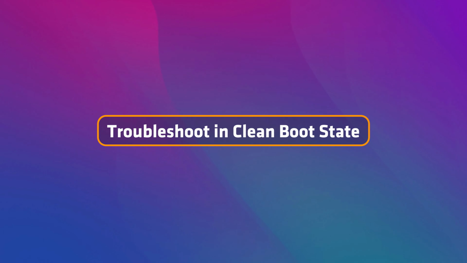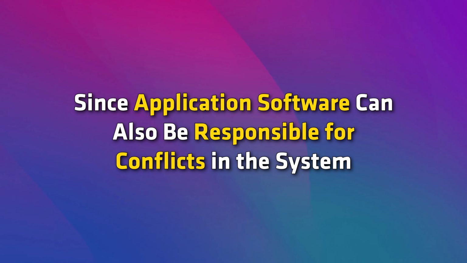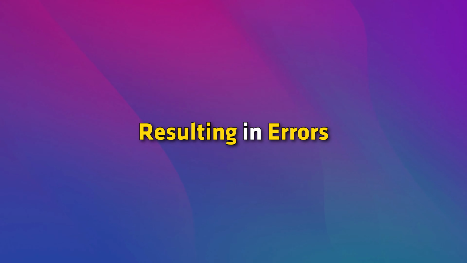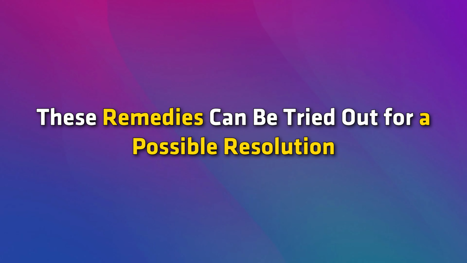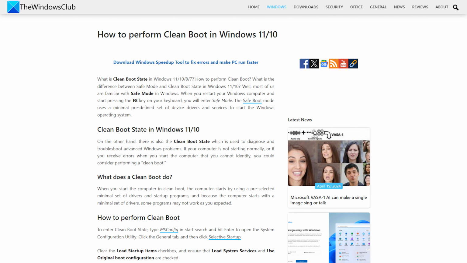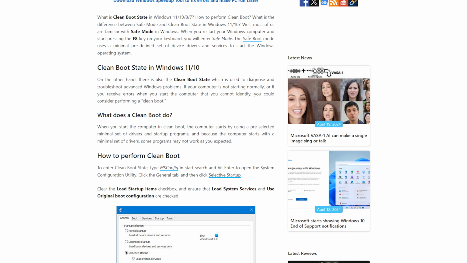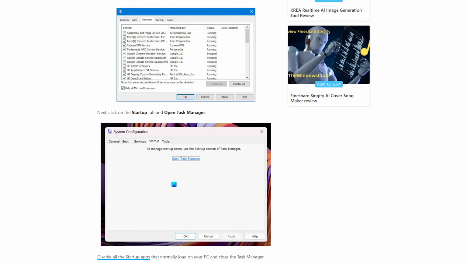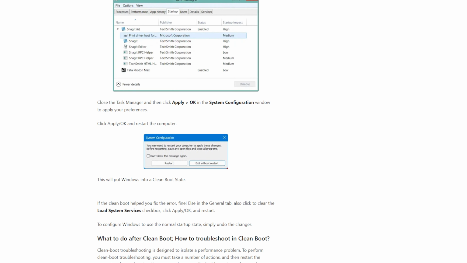Method 5. Other troubleshooting suggestions. Now, here are some troubleshooting methods that can also help you fix the issue of Windows 11 blue screen. Troubleshoot in clean boot state. Since application software can also be responsible for conflict in the system, resulting in errors, these remedies can be tried out for a possible resolution. This can be done in a clean boot state, where the OS will run with minimal drivers, helping narrow down potential software or background processes causing the conflict.